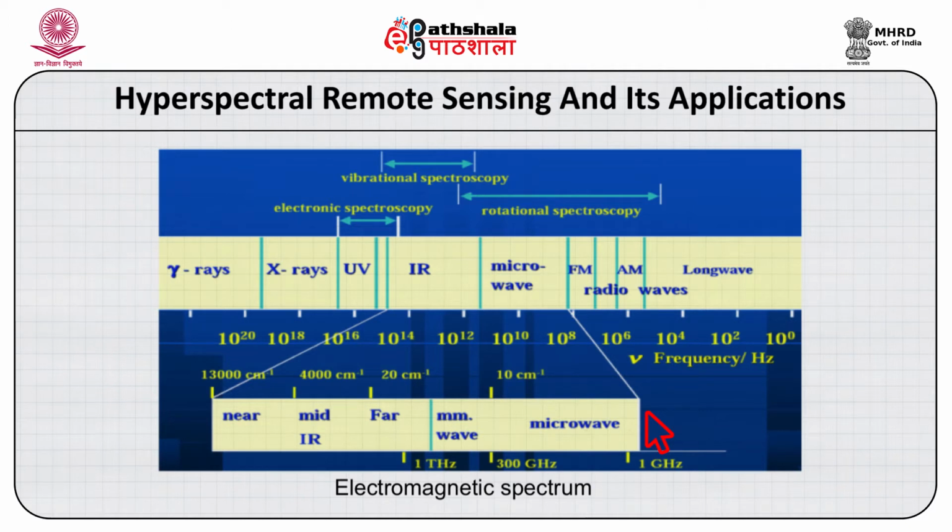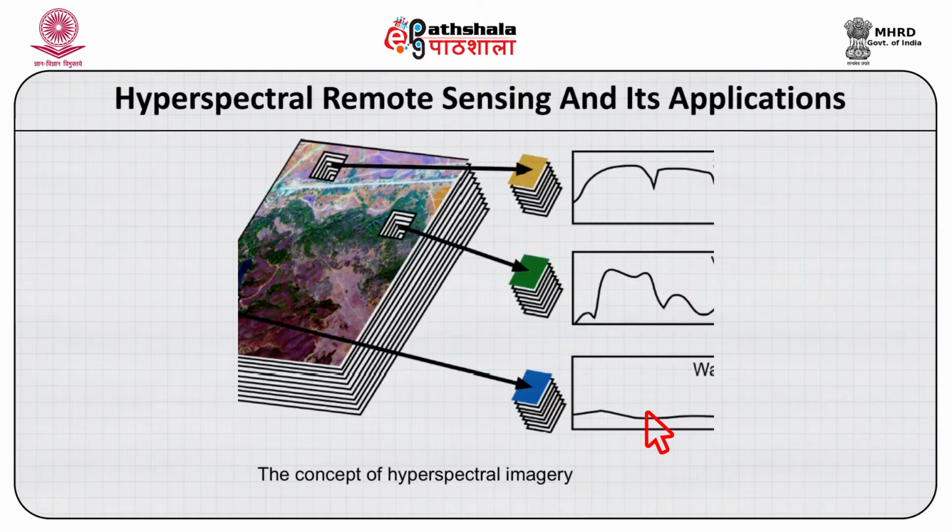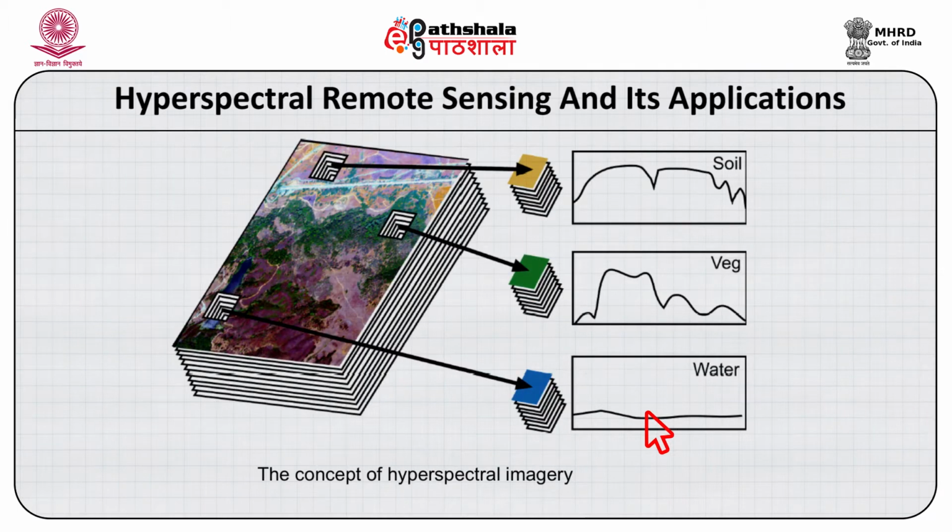Now, if we see figure 4, it shows the concept of hyperspectral imagery. There are three objects: soil, vegetation and water. If you see the brick-like thin slices, one above the other, this is a portion of a small, particular surface of the earth, and that has been shown here. So, that shows very fine changes.